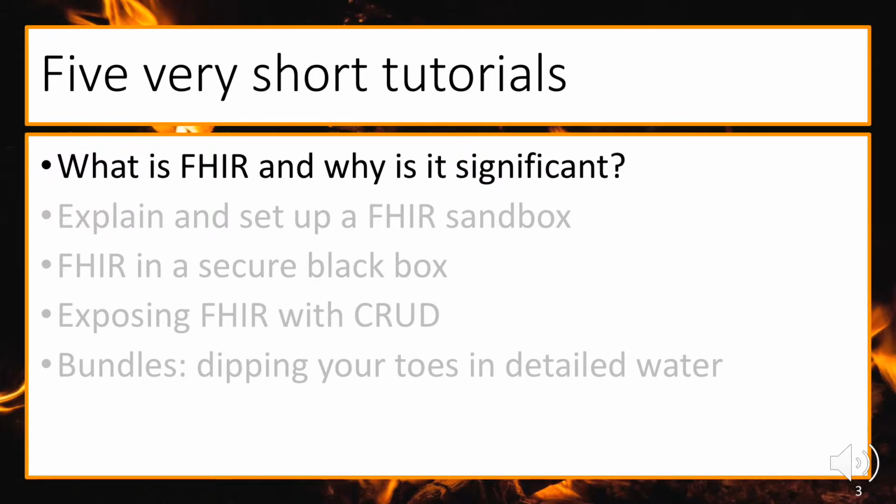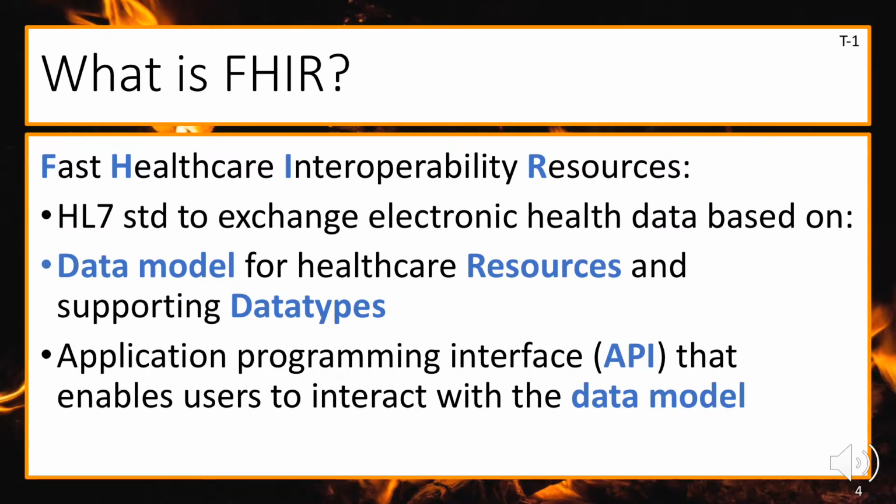What is FHIR and why is it significant? Well, it stands for Fast Healthcare Interoperability Resources. This is an HL7 draft standard to exchange electronic health data based on a formulated data model for healthcare that describes everything in terms of resources. It's an ontology, and the resources as well as any supporting data types that are necessary for the description. Additionally, it involves an application programming interface, an API, that enables users to interact with that data model.